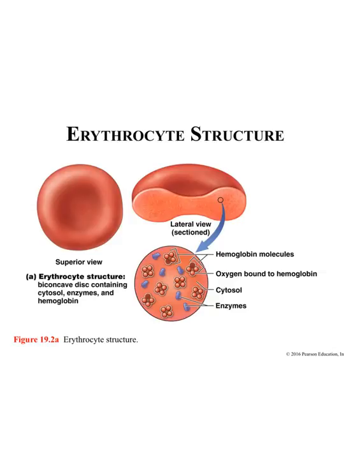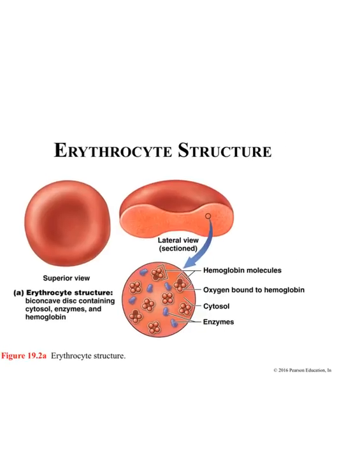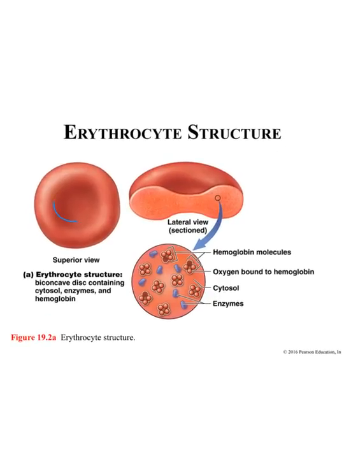Okay, so you can see superior view. Of course, we have the concave center. From a side view, you can clearly see it's thinner in the center, which is why when you look at it on slides in a light microscope, the center might even look white or very, very faint or pale. And this is just showing how chock full it is of different enzymes and hemoglobin.